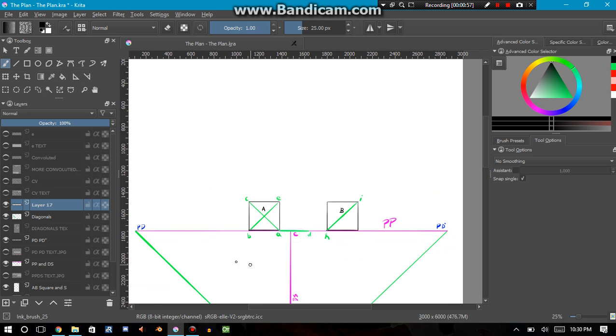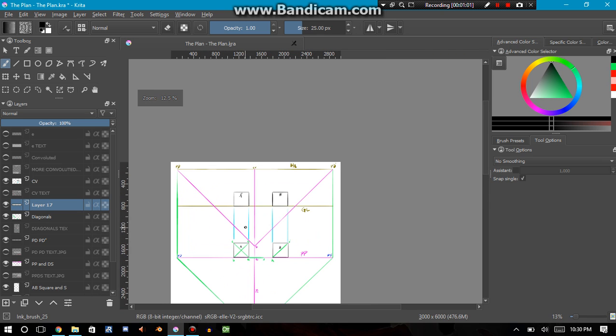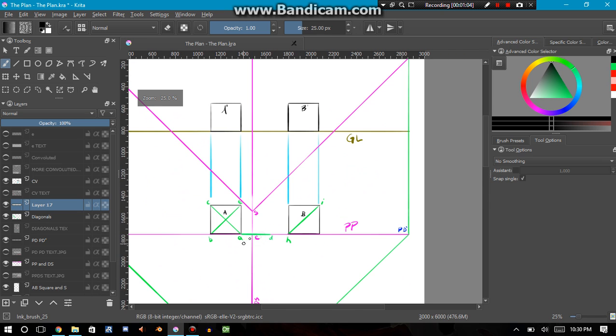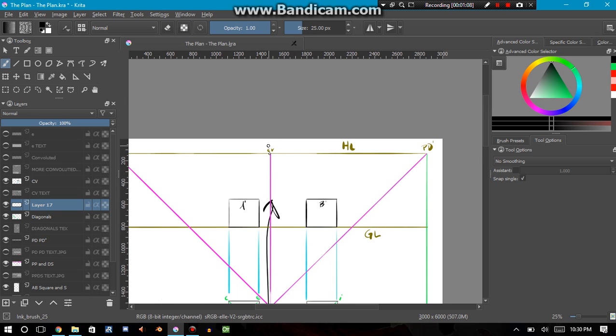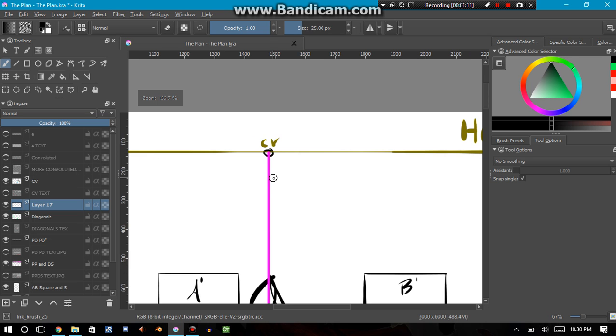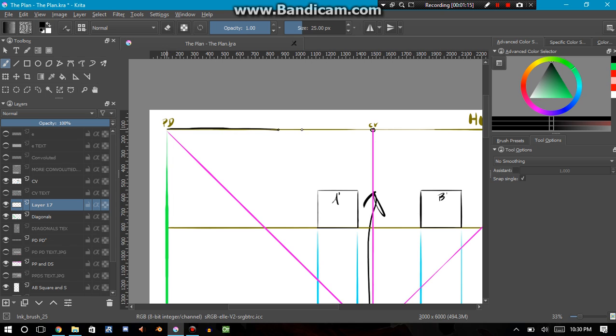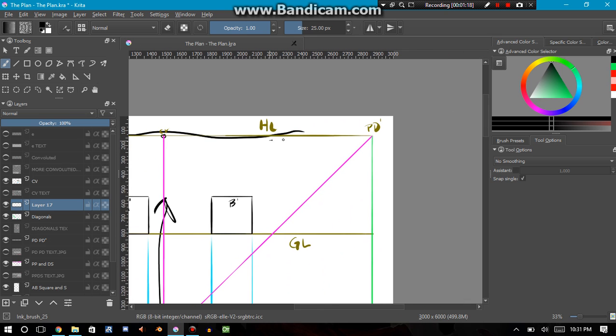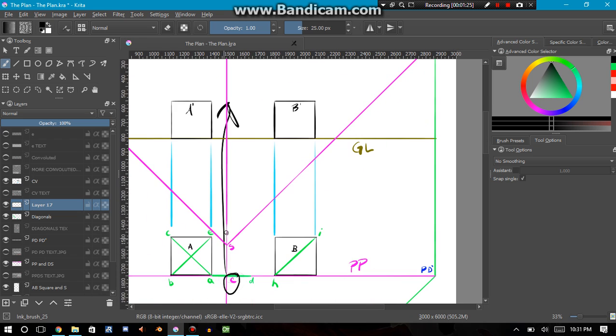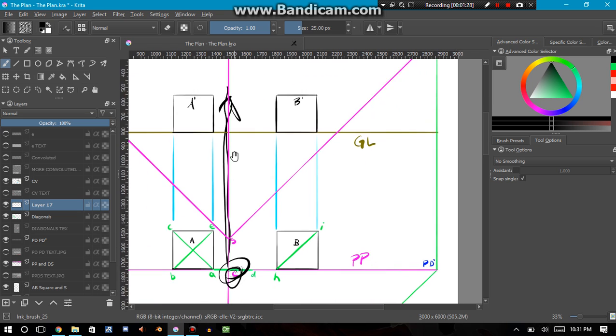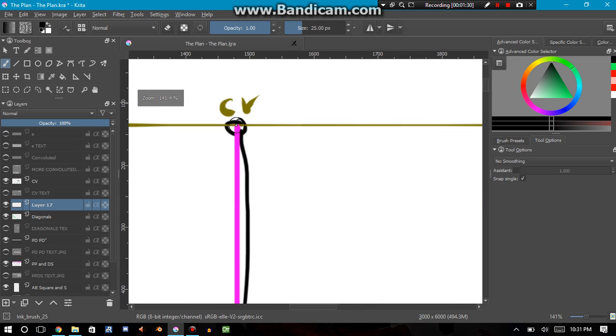Okay, now the next step after all this is this. Now this is pretty convoluted, or it looks really convoluted. So what we do is we grab our center of vision and we carry it on up until we create a horizon line. We create our horizon line and we have HL. Horizon line, and once we create our horizon line, we bring up our center of vision up to this point.